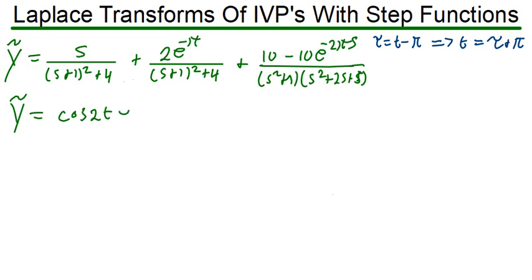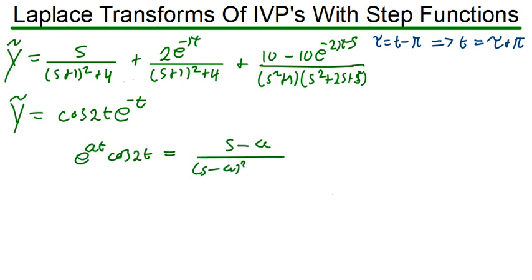It was more like you multiplied it by e to the minus t there, because you know that when you have e to the at multiplied by, let's say, cos 2t, this is equal to s minus a divided by s minus a squared plus 4. So in this case, it simply means my a is 1, but it's actually minus 1 since it's coming out as positive there.